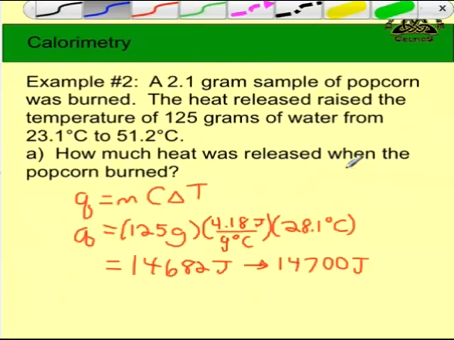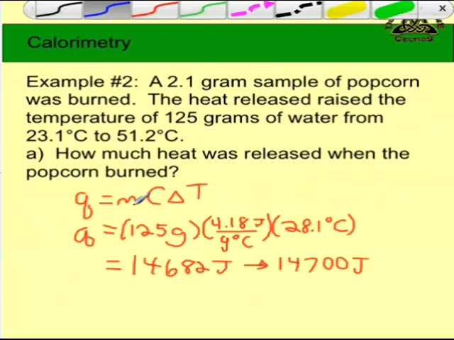Let's do one more example. A 2.1 gram sample of popcorn was burned. The heat released raised the temperature of 125 grams of water from 23.1 degrees Celsius to 51.2 degrees Celsius. Again, we're burning the popcorn, we're heating the water, we're finding out how much heat goes into the water.